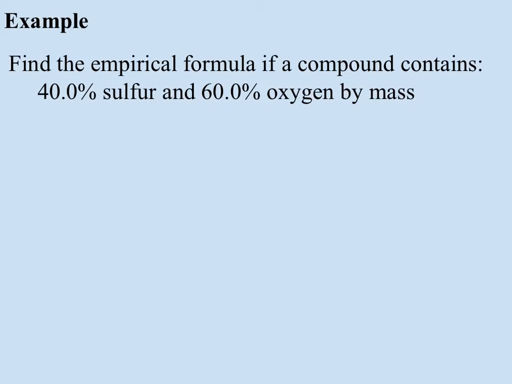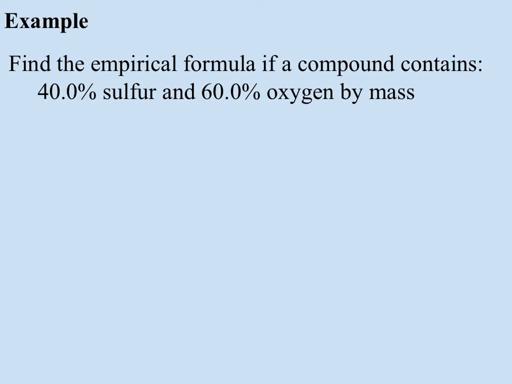So let me work a couple examples and show you what I'm talking about. My first example says, find the empirical formula if a compound contains 40% sulfur and 60% oxygen. So step 1, I'm going to change these each to moles. But the first thing I have to do is assume I have 100 grams of this stuff, so 40 grams would be sulfur and 60 grams would be oxygen.